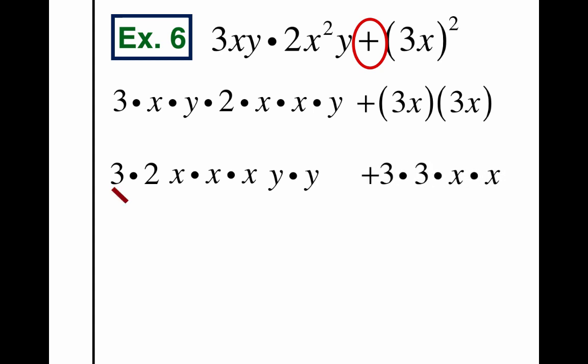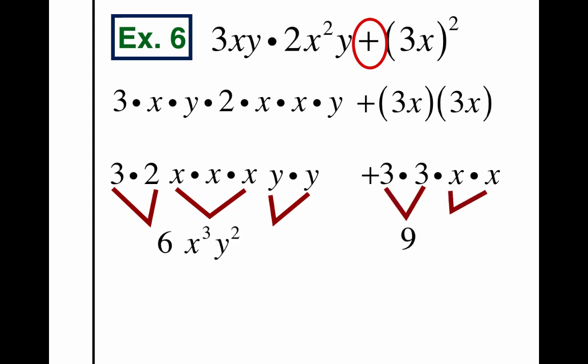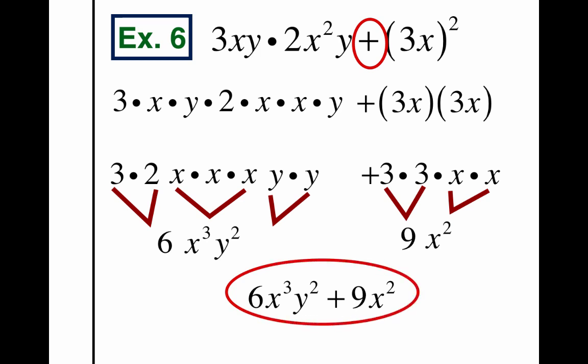Now we're going to do our math. 3 times 2 is 6. All those x's is x to the third, and y times y is y squared. On the other side, 3 times 3 is 9, and x times x is x squared. This is what we get for our simplified answer. We get 6x to the third y squared plus 9x squared, and then we're stuck. You can't add those together. They're not the same terms. It's not going to work. So we actually leave our answer just like that. That's as simplified as we're going to get.